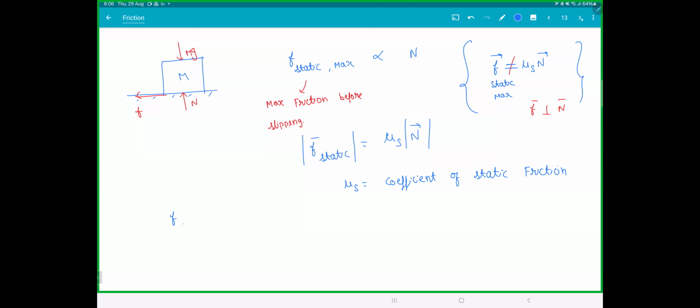Now, I'll put down everything. So F static max, the maximum force, is equal to mu S into N. But if I just ask you static friction, that friction is always less than or equal to mu S N. And F kinetic is equal to mu K N. Mu K is the coefficient of kinetic friction. I'll explain a bit more here.